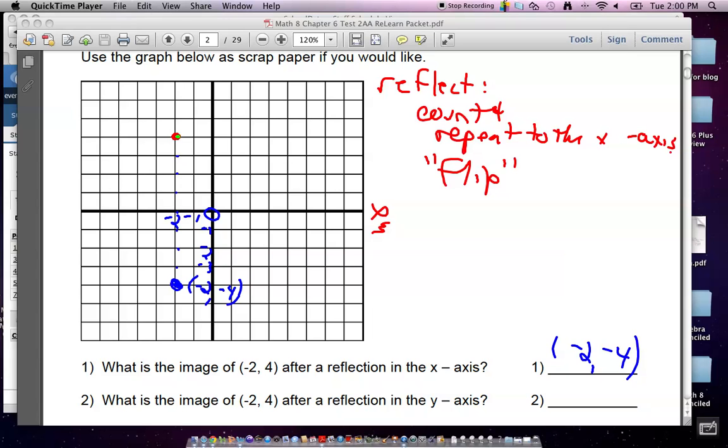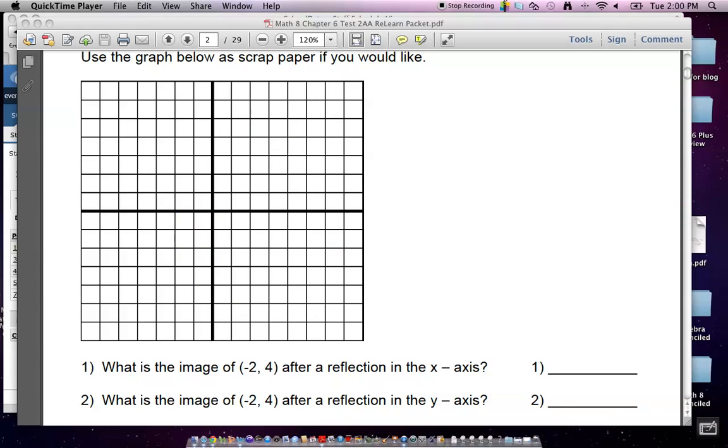Now the next one says to take the same exact point, -2, 4. Here it is. And this time reflected over the y-axis. Now the y-axis is this vertical one. So again, I'm going to count and repeat. 1, 2, 1, 2. What are the coordinates of this point? They are 2, 4. And that is my correct answer to the second one. So the big thing about numbers 1 and 2 is count and repeat, or flip over the axis.